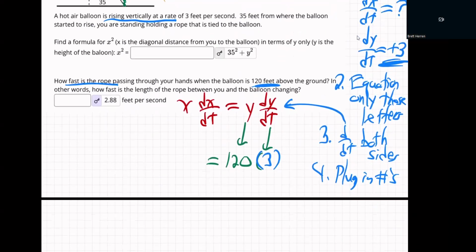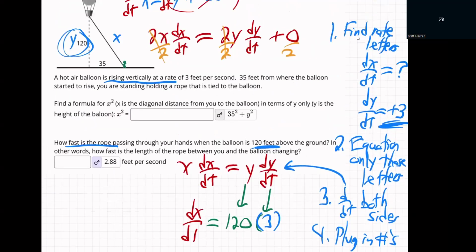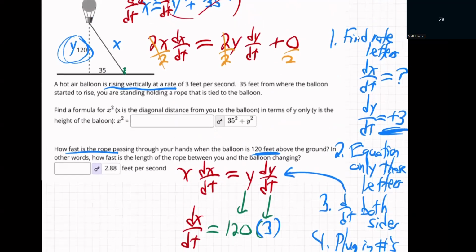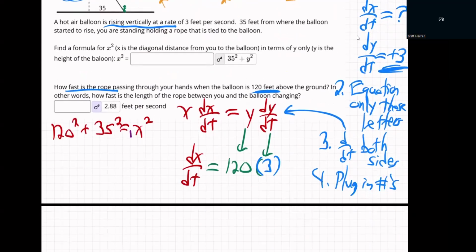Okay. dx/dt is what we're looking for. And then what is x? Do we know x? How are we going to get x? Well, you see, again, we've got a right triangle here, right? So we can just go, oh, okay, 120 squared plus 35 squared is x squared. So let's root it. So x is the square root of 120 squared plus 35 squared. So there's x.